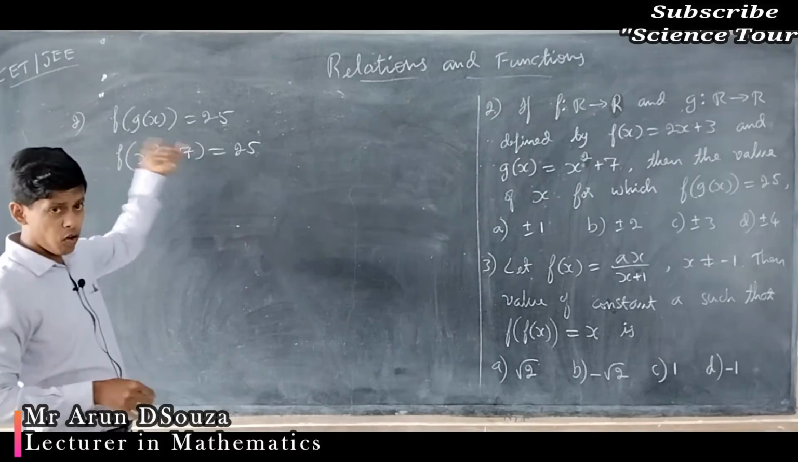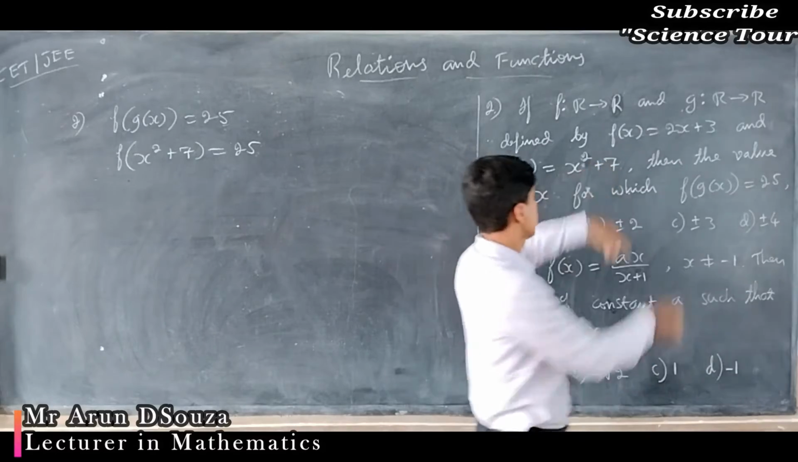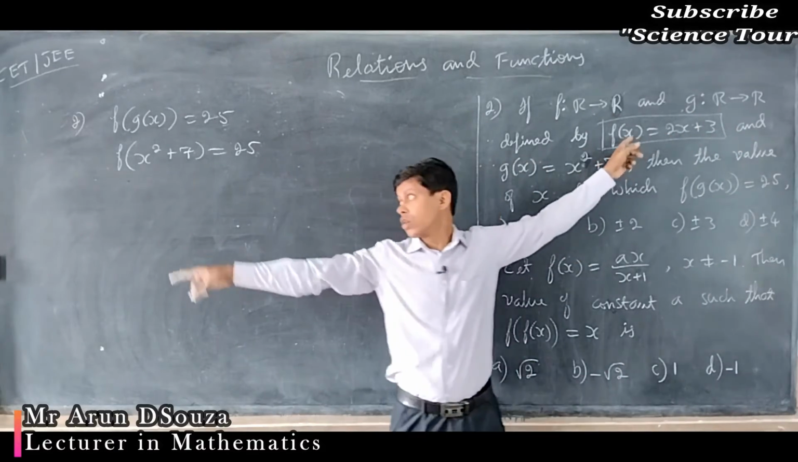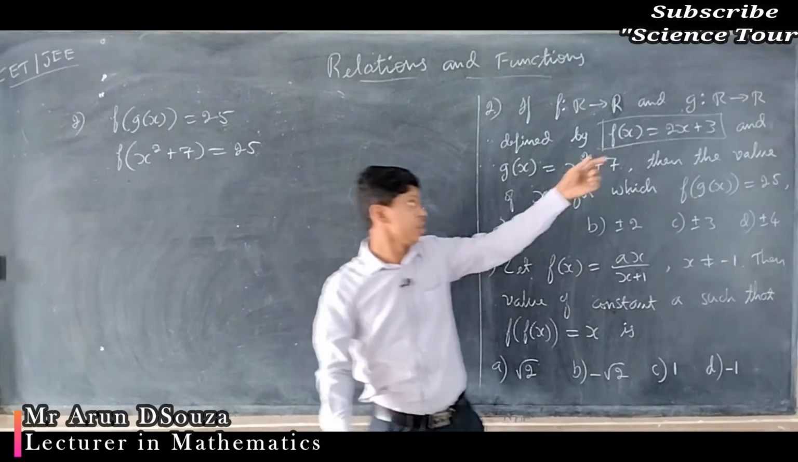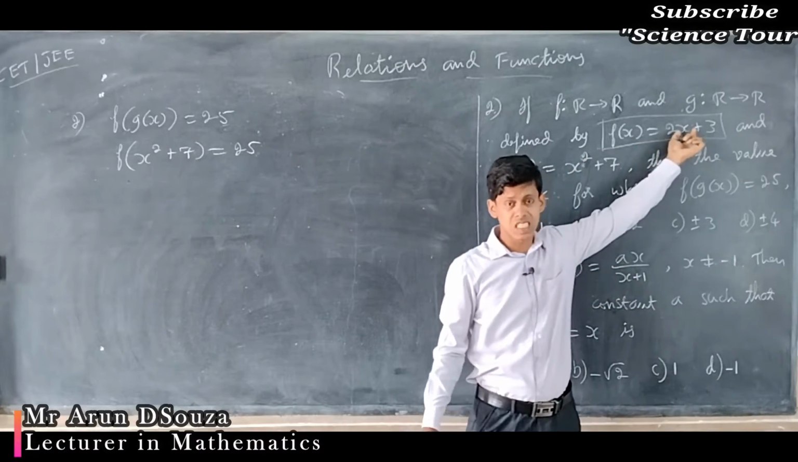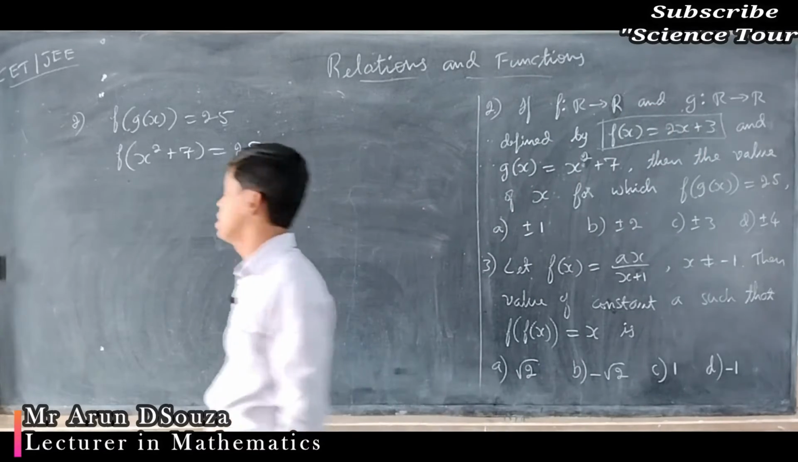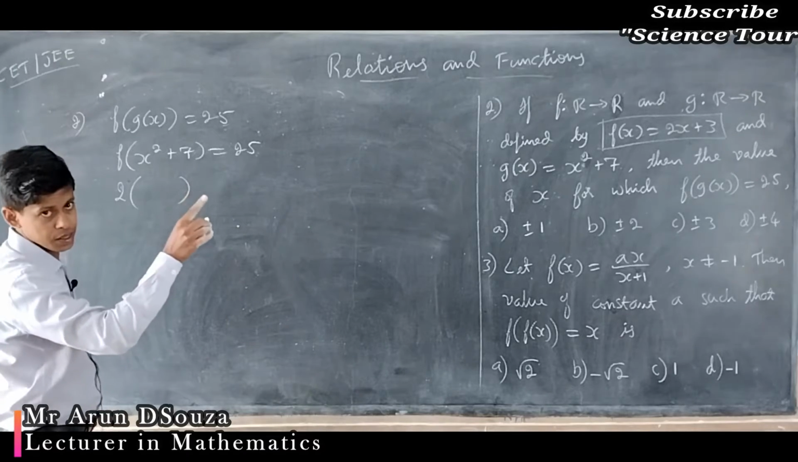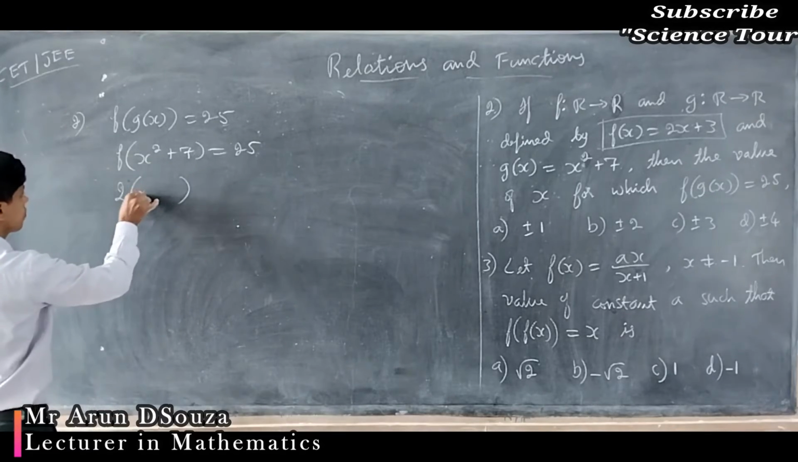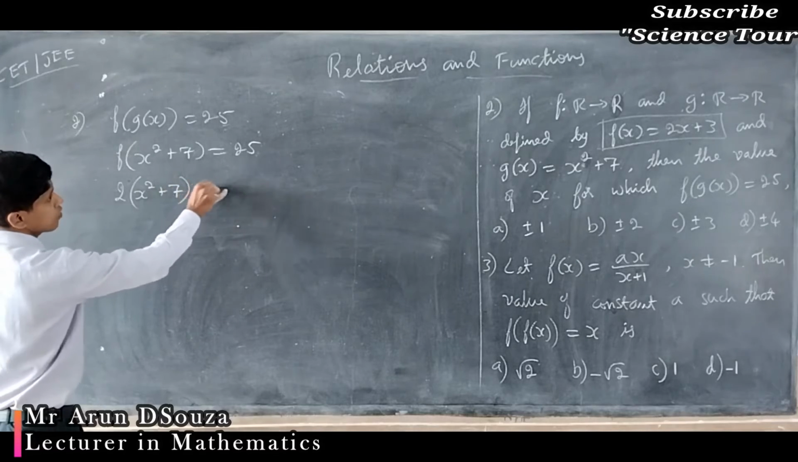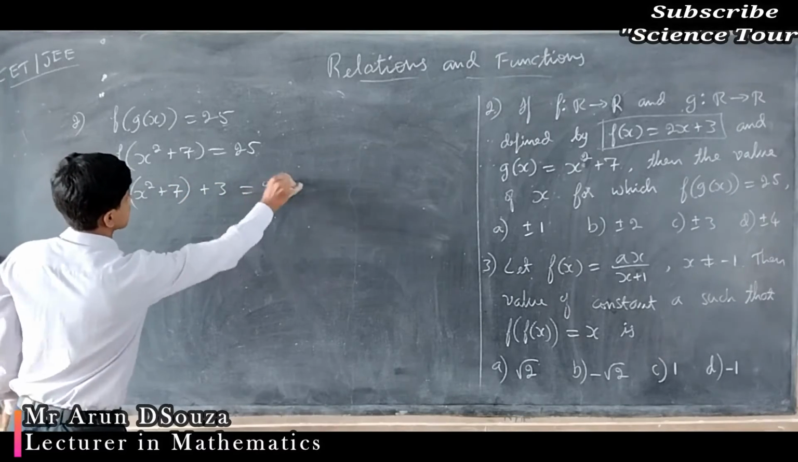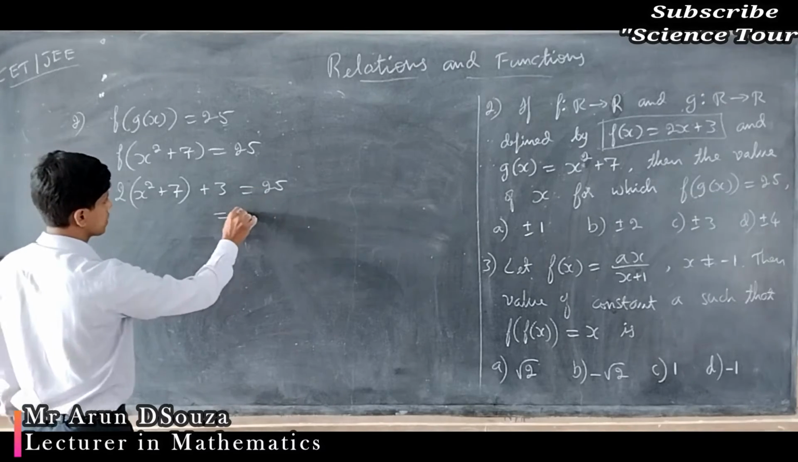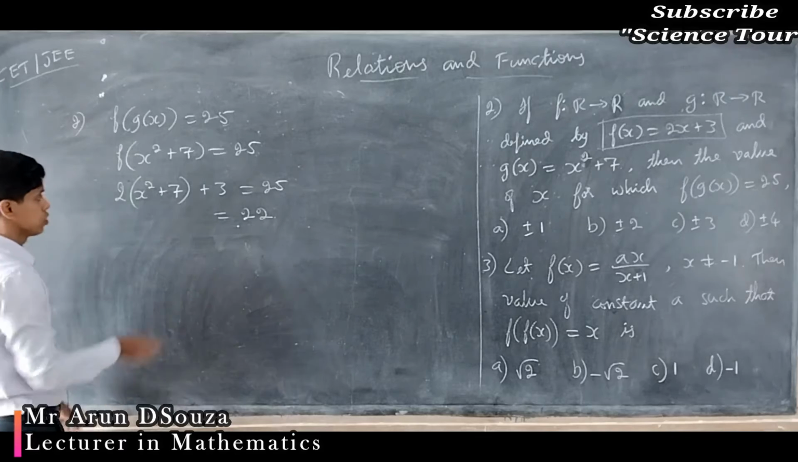Now you have to look at the f of x formula. f of x is 2x plus 3. Now in place of x you have got x square plus 7. Therefore here also you must substitute x square plus 7. So start with 2, and in place of x you have got x square plus 7, and plus 3, that is equal to 25. Well, so 25 minus 3, you have 22 there.